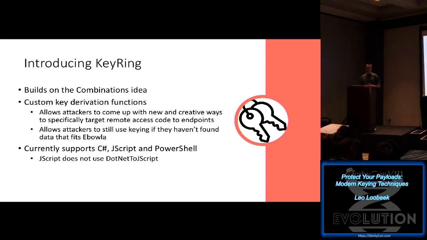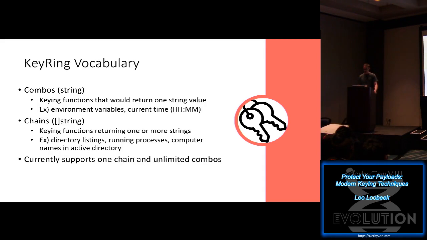So building on the combinations idea, I built a tool called KeyRing. What I really like about it is that it allows for more custom keying functions. Sometimes when you're doing OSINT, you might not find the information that you could use for Ebola. I wanted to make it a little bit more efficient and fast for red teamers to get creative, create their own keying encryption and decryption functions, and not have to worry about the encryption itself. Currently it supports C#, JavaScript, and PowerShell, and I should note that the JavaScript uses self-contained COM objects, not .NET to JScript, so you don't have to worry about any signatures on that.